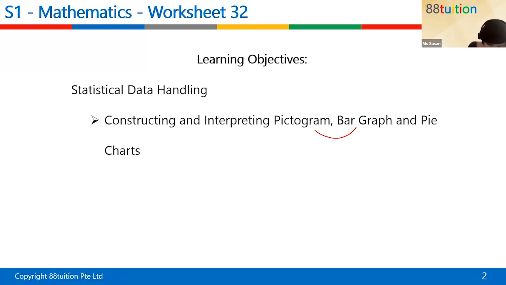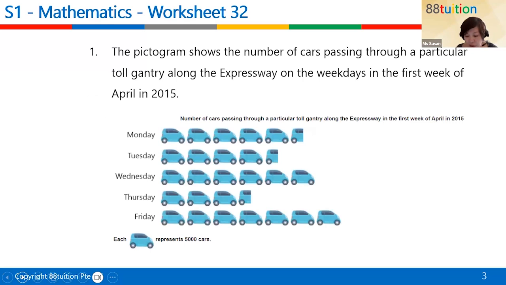Okay. Now, the pictogram shows the number of cars passing through a particular gantry along the expressway on the weekdays in the first week of April 2015. So this one shows some representatives. We call this a legend. Each car will represent 5,000. So from here, you will be able to identify them. If that's the case, we can identify them as 10,000, 20,000, and half a car will be 2,500. One car will be 5,000.